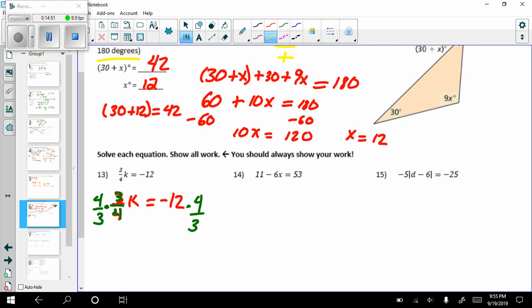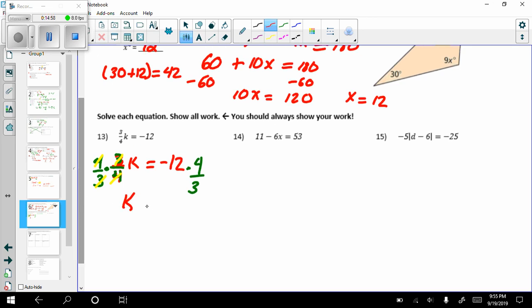The cool thing is here, this cancels and cancels, cancels and cancels. That's the whole purpose, to get all of that to cancel. So K equals, now I have negative 12 times 4, which is negative 48, and then divided by 1 times 3, which is 3. So K equals negative 16. A bunch of you got that right, which was awesome.